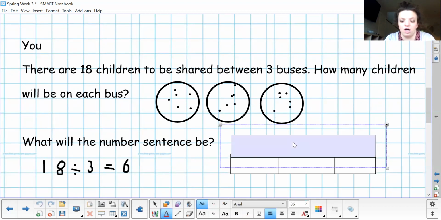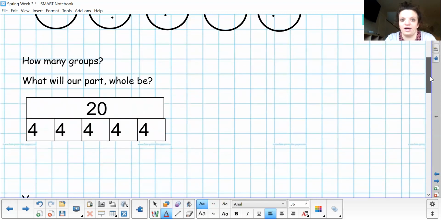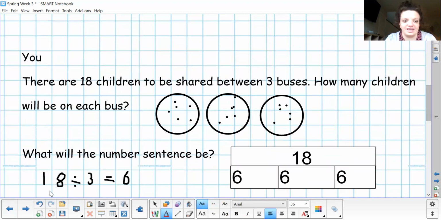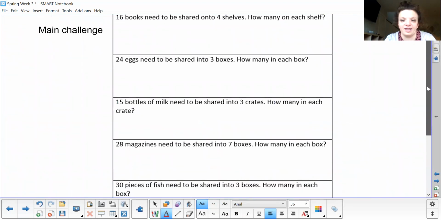And to show it as my part whole, my whole number is going to be 18. That's my big number. And in each of my parts, my 3 parts, my 3 groups, my 3 buses, I'm going to have 6 children. So that's what my part whole will look like. Okay? Fantastic. Well done. Right, so we're going to use this now to solve these problems. So have a go and pause your screen.